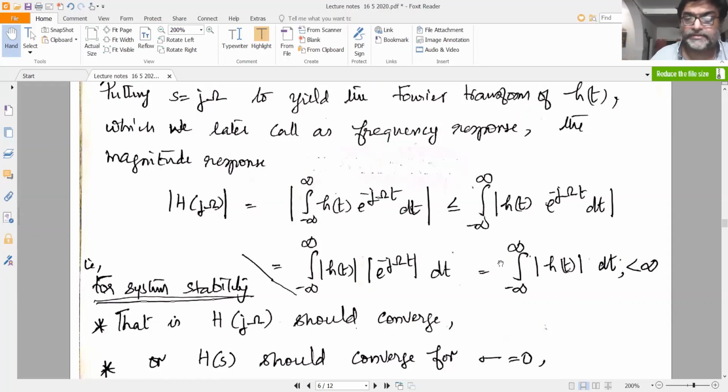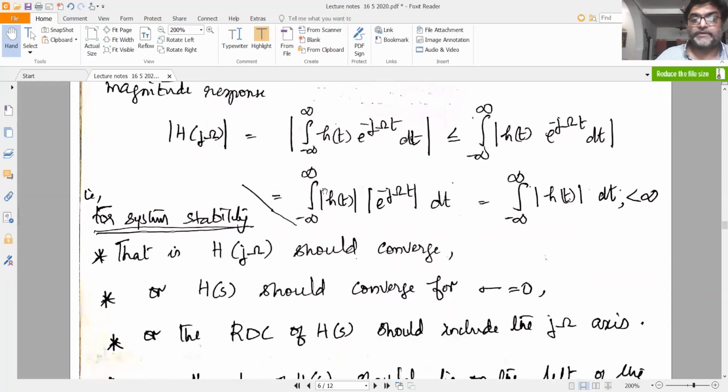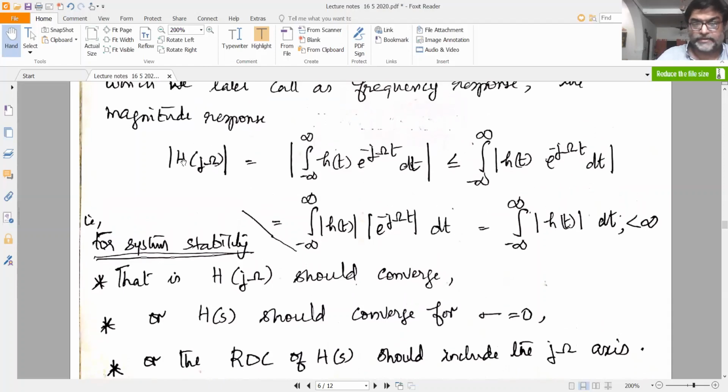This is now equal to the integral from minus infinity to plus infinity of modulus of h(t) into modulus of e raised to minus j omega t dt. So you know that this part is equal to 1. The absolute value, that's the magnitude of a phasor, is equal to 1. So this therefore is equal to the integral from minus infinity to plus infinity of modulus of h(t) dt, which has to be less than infinity if the system has to be stable. So what does it indicate? This indicates that modulus of H(j omega) has to be less than infinity.